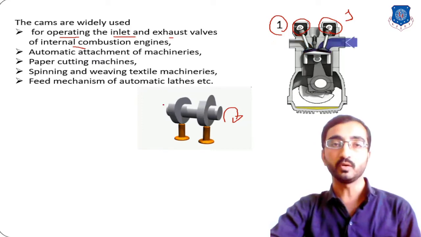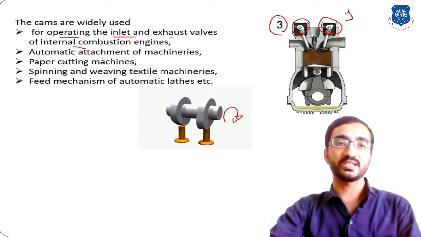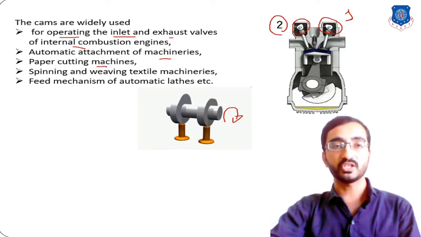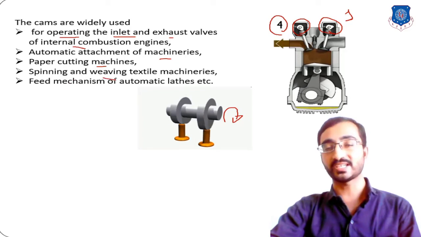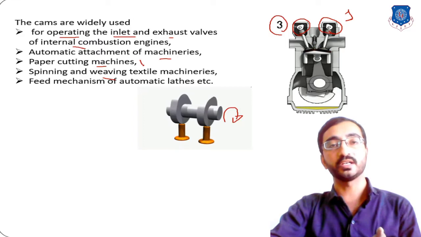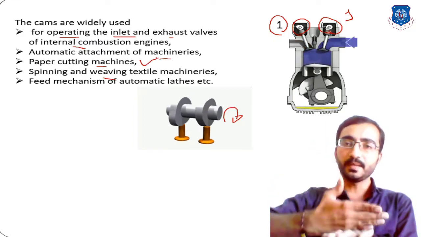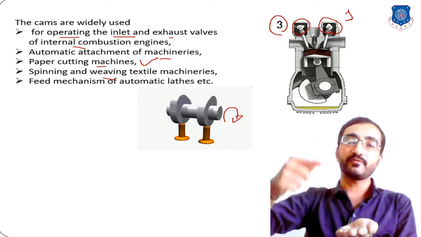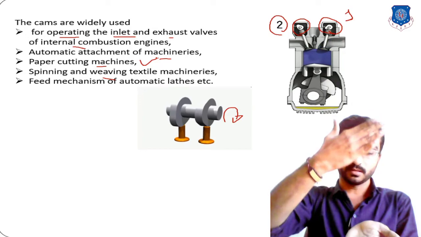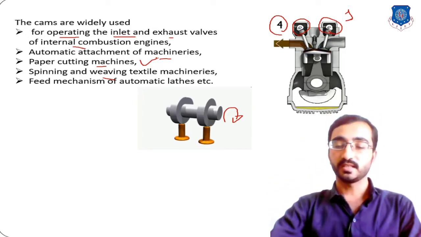Okay, so that is the best application which will help you to understand the function of the cam and follower system. Second, a similar type of arrangement can be used in various industries, such as for automatic attachments in machineries, for paper cutting machines, and for spinning and weaving textile machineries. If you refer to the paper cutting machinery, to cut a section of paper, by using this cam and follower arrangement your cutter will produce reciprocating motion and you will be able to cut the papers.